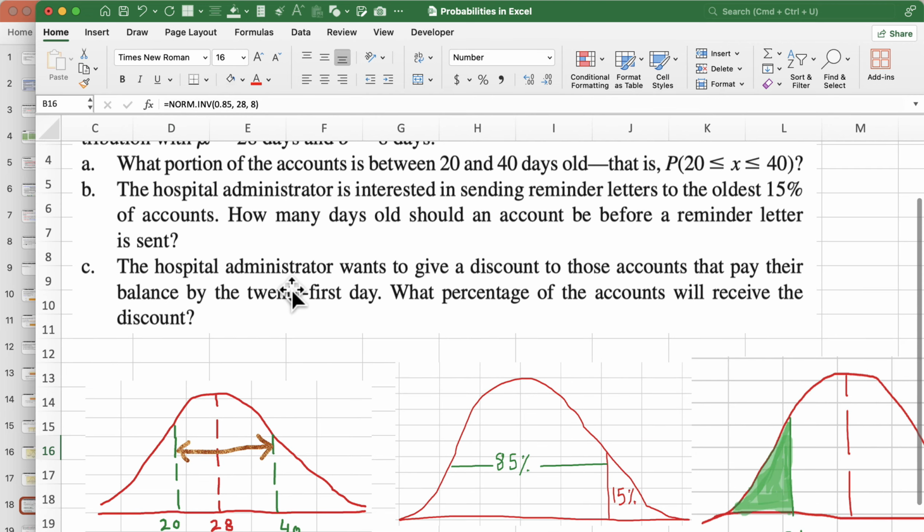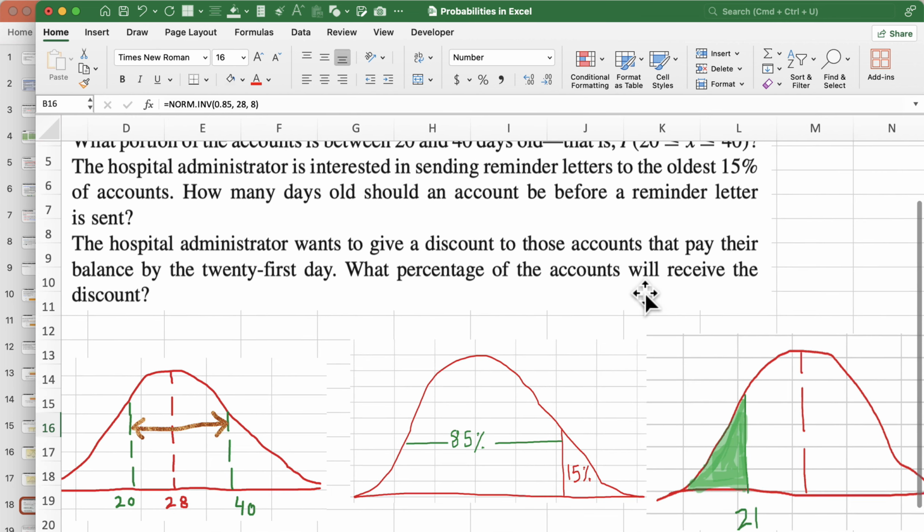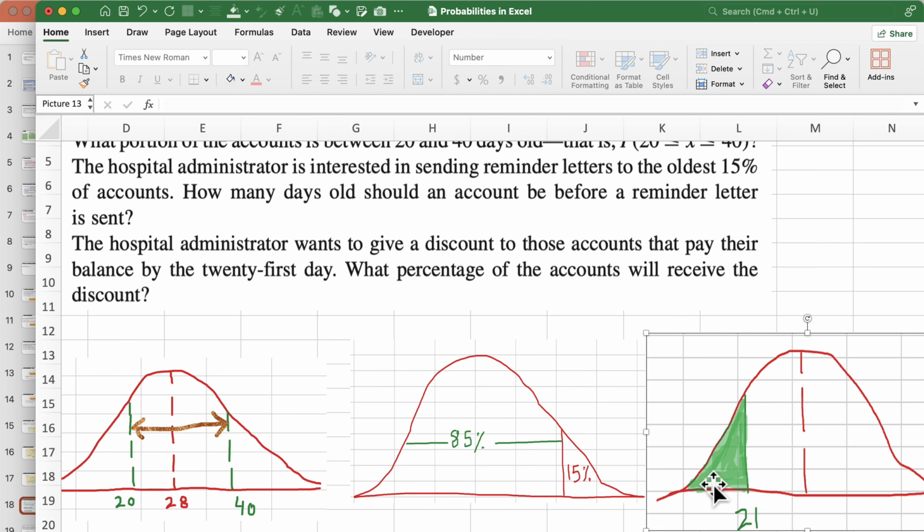And the last question is, the hospital administrator wants to give a discount to those accounts that pay their balance by the 21st day. What percentage of the accounts will receive discount? We will make a figure, and as you can see, this is the figure. By the 21st day they will be given some discount. The accountant wants to know how many customers would be entitled to a discount, which means what is their percentage. So we are interested in calculating this green area.